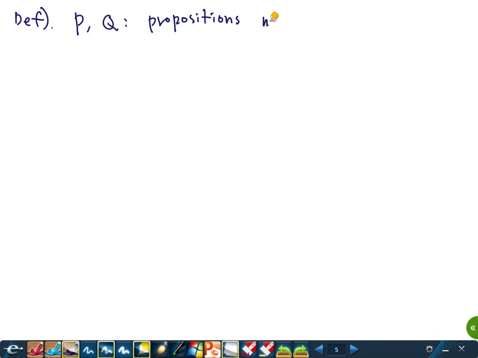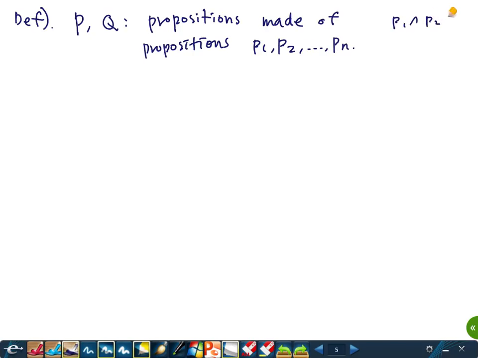There are many, many different ways. Suppose that P and Q are propositions constructed that way, propositions made of propositions P1, P2. Just imagine that these are in some sense simple propositions, and these are more complex propositions made of them. Something like P1, P2 implies P3. You can make many, many propositions out of this.